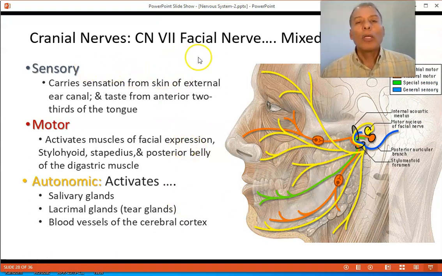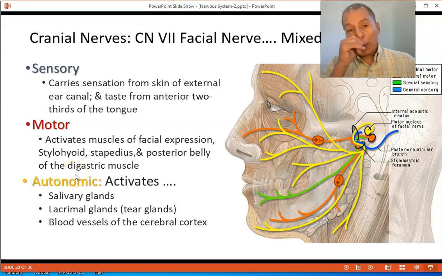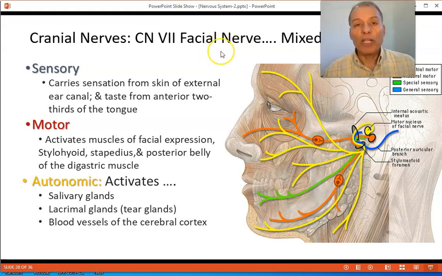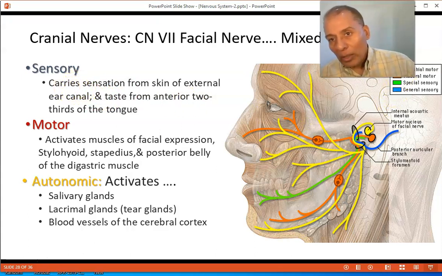So again, recall, a nerve can be sensory, or it can be motor, or it can be both. Or it can be sensory, motor, and it will have an autonomic branch as well that controls things that you do not have control over. So the cranial nerve number 7, that's called the facial nerve, and that's a mixed nerve. It has the sensory branch, so you can look at it here.